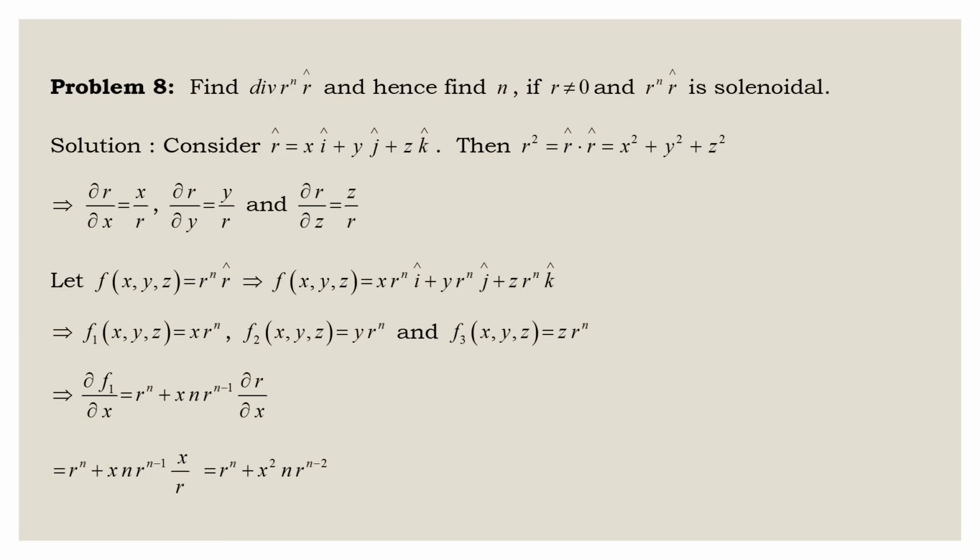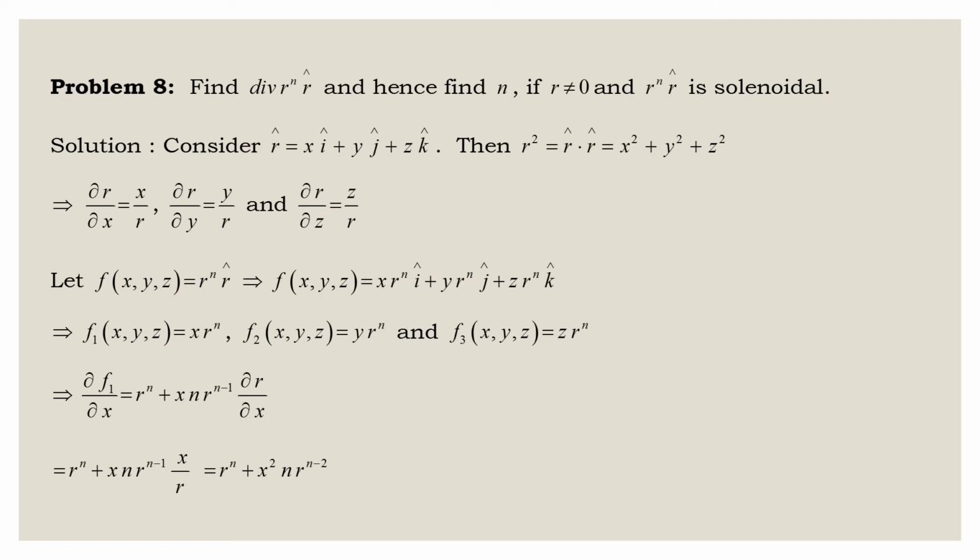In this problem, we have to find out the divergence of a vector field r power n r cap. This problem has two parts. The first part is we need to find out the divergence of r power n r cap. The second part is we have to find out the value of n under the condition that this vector field is a solenoidal vector field. Let us solve the first part.